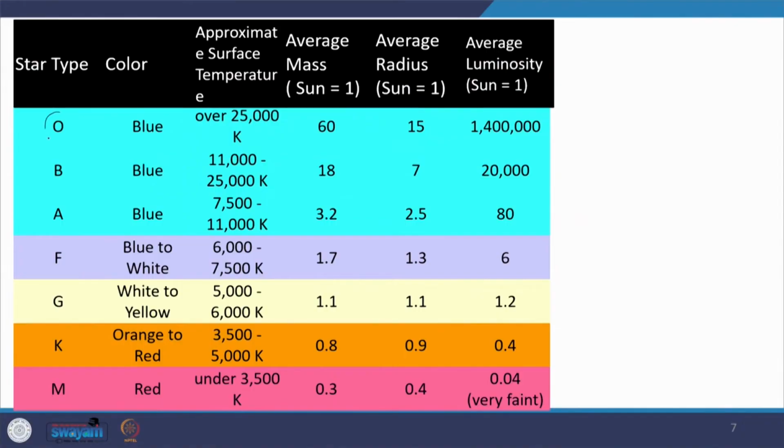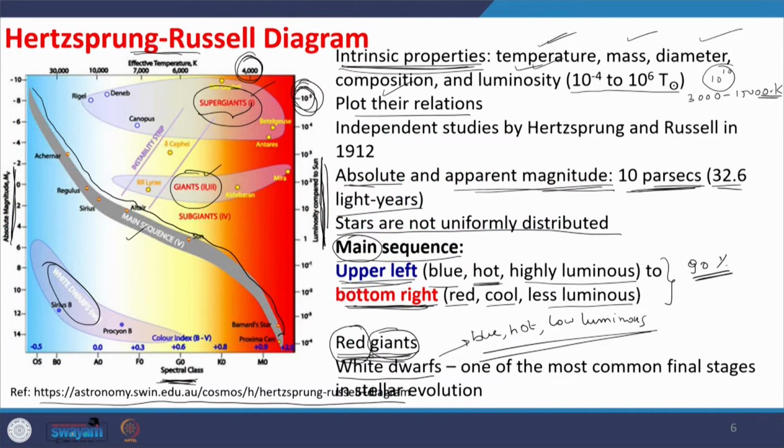See, star type, sometimes you can see O star, B, A, F, G, K, M. This kind of codes are given, and color could be blue, or blue to white in transition, white to yellow, orange to red, and red finally. And let me go to the previous slide. See, you can see here O, B, A, F, G, K, M.